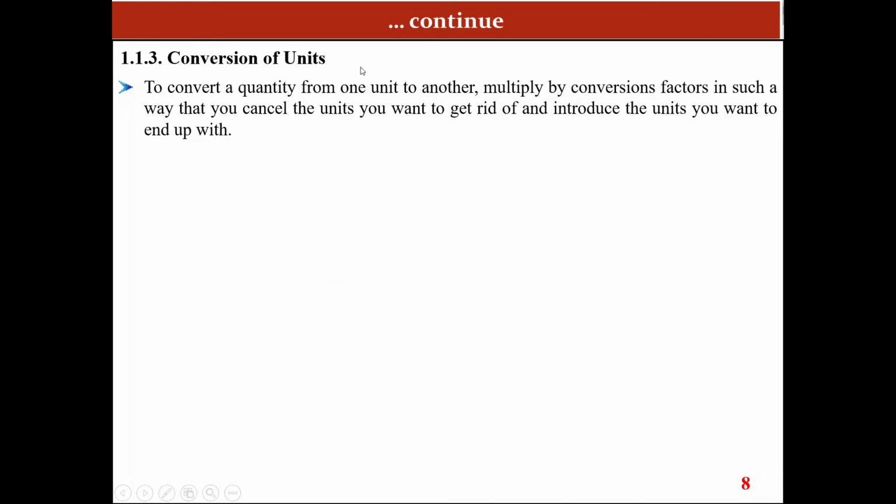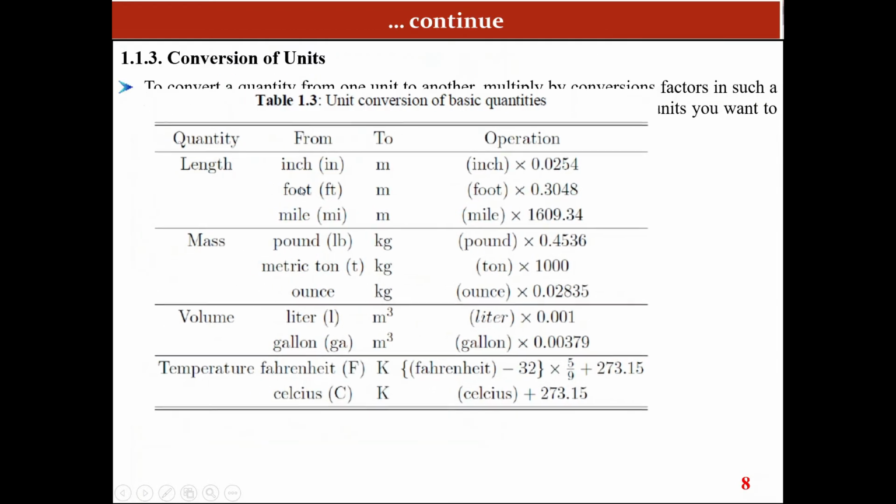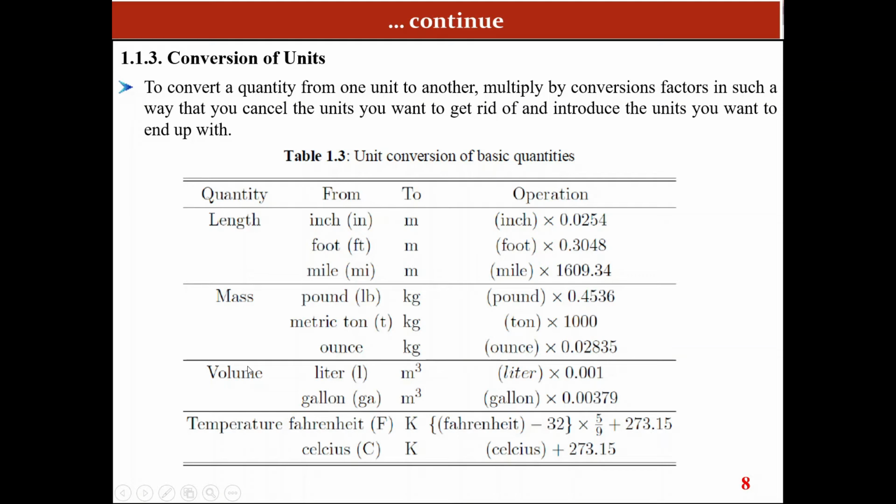Okay, so to convert a quantity from one unit to another, multiply by the conversion factors in such a way that you cancel the units you want to get rid of and introduce the unit you want to end up with. You want to end up with centimeter, and you want to get rid of millimeter, like 20 millimeter. So 20 millimeter multiplied by 1 over 10, or multiplied by 0.1. Finally, the millimeter will be removed and you end up with centimeter. Here is an example of unit conversion. These are the quantities, and you want to convert from inch to meter.